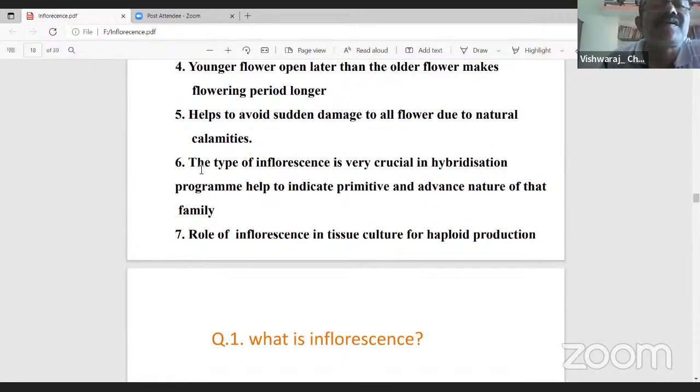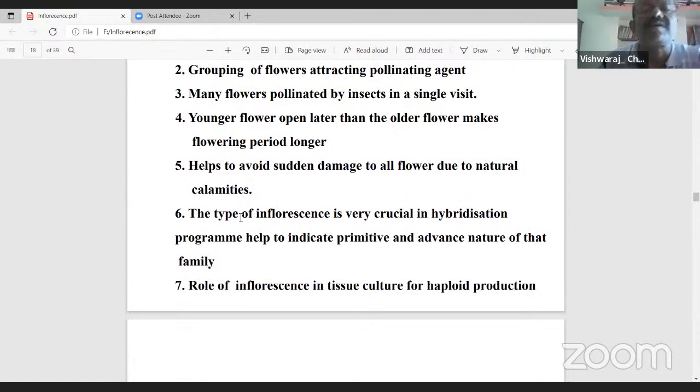The type of inflorescence is very crucial in hybridization. Hybridization means hybrid varieties come out. A number of hybrid varieties come out due to this hybridization. A hybridization program helps to indicate the primitive and advanced nature of that family.